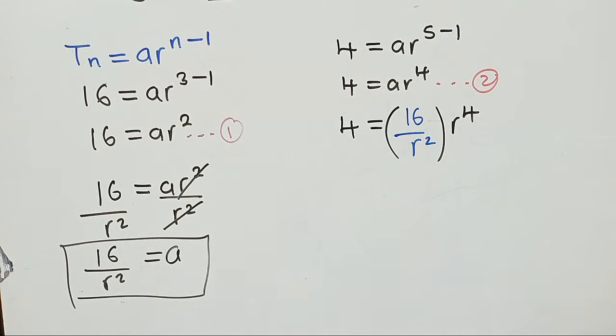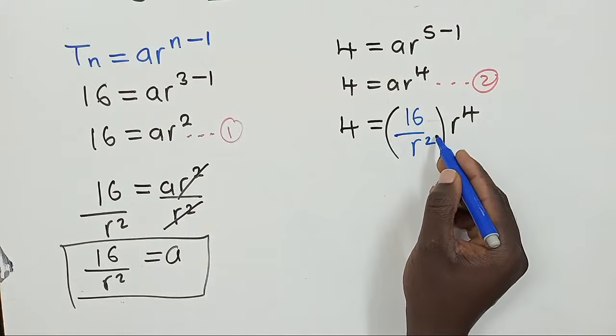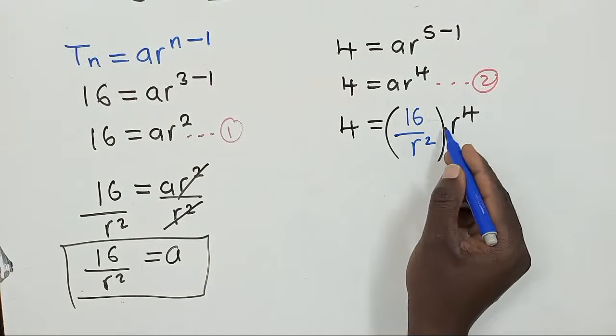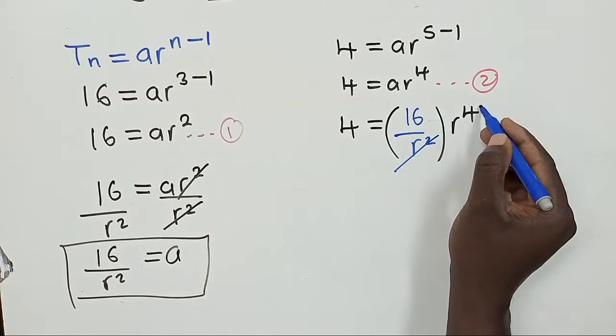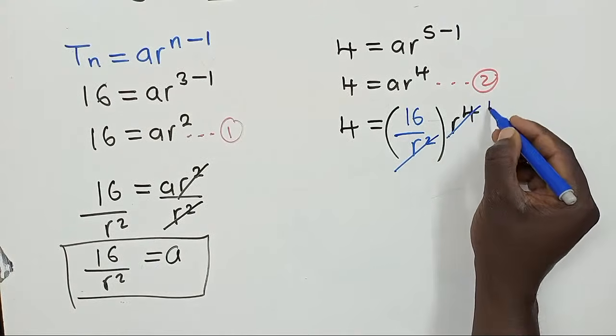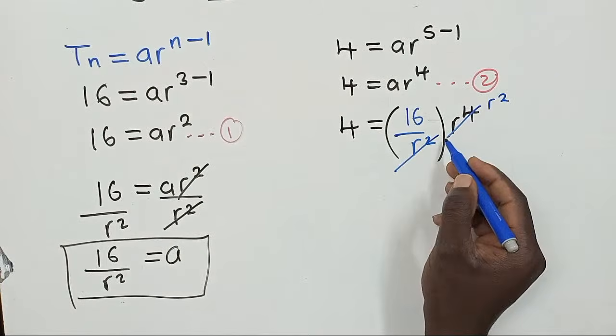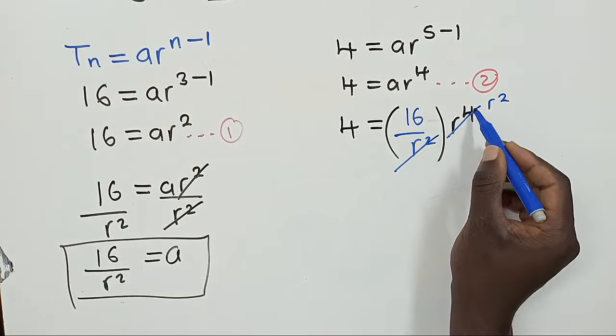So now at this point, division will work because this is multiplication. The brackets mean multiplication. So we can divide r squared into r power 4, and we will remain with r power 2. Remember, when dividing letters, you subtract the powers.